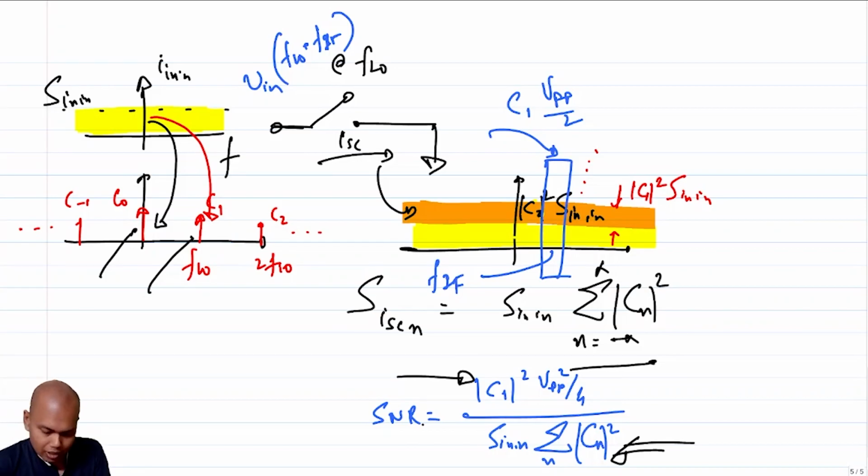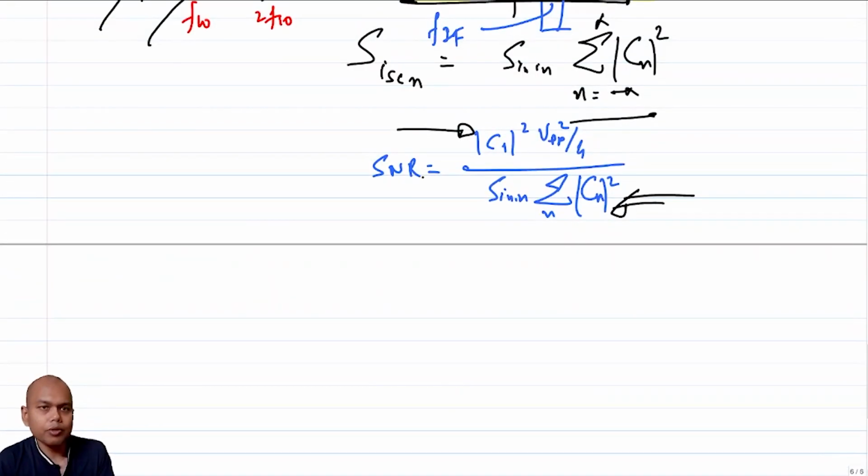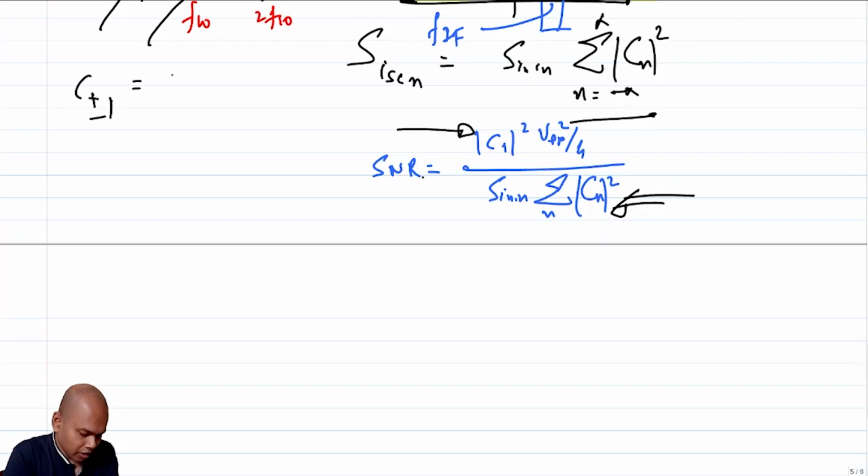Now some jargon: this value of C1, which is contributing to the signal. So this C1 or C minus 1, or I should say C plus minus 1, because if you are considering both sides of the spectrum, is called the conversion gain.